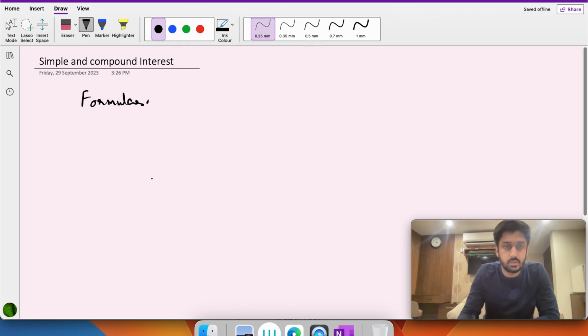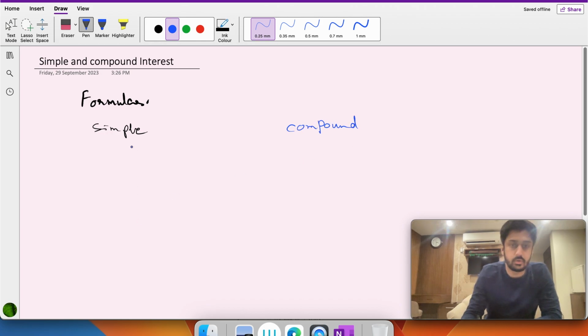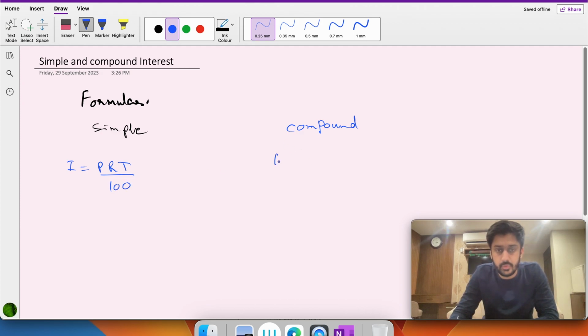Okay, let's cover the topic simple and compound interest. First, the formulas for simple interest and compound interest. Simple interest is I equals PRT over 100. For compound interest, it is A equals P(1 + R/100)^T.